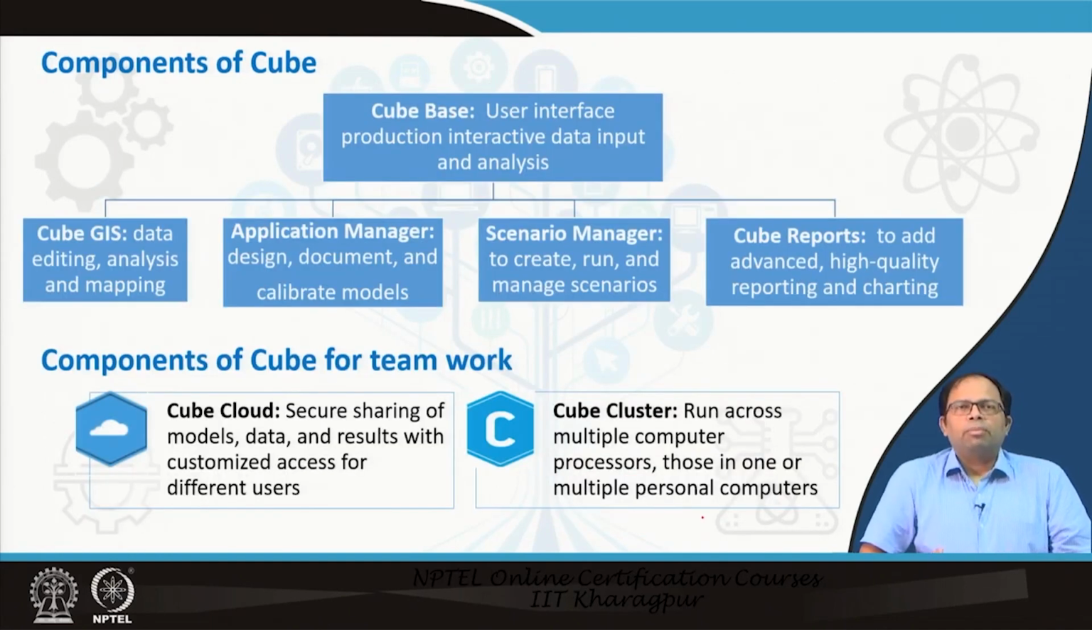So the basic component of Cube is Cube Base. This is the main base component that we have to start with. It gives us a user interface through which we can do detailed data input and output, and we can also do analysis. And it can call Cube GIS, where data editing, mapping, and all these things are possible. There is the GIS component of Cube through which we can develop the networks, we can draw the networks and so on. Then there is the application manager, where we can design, document, and calibrate the models.